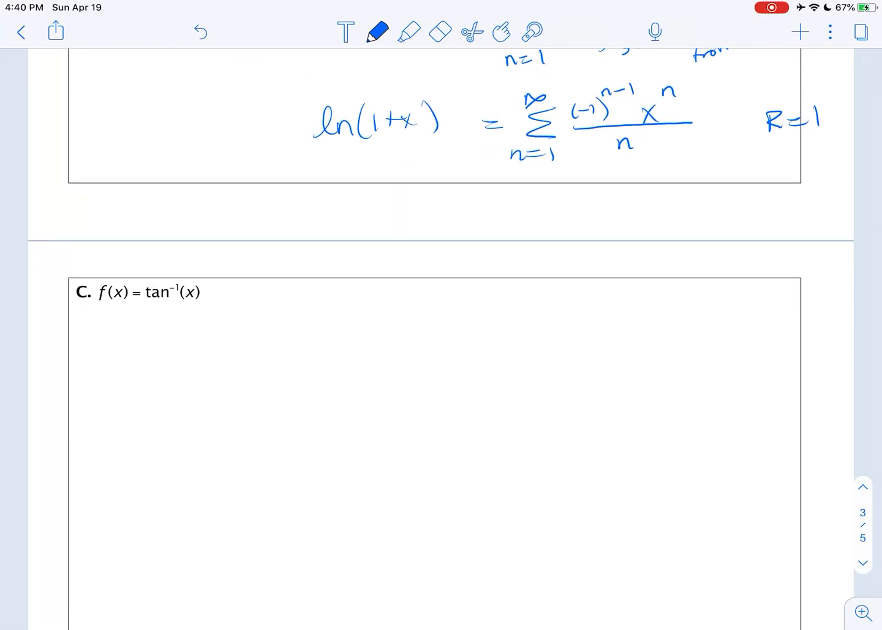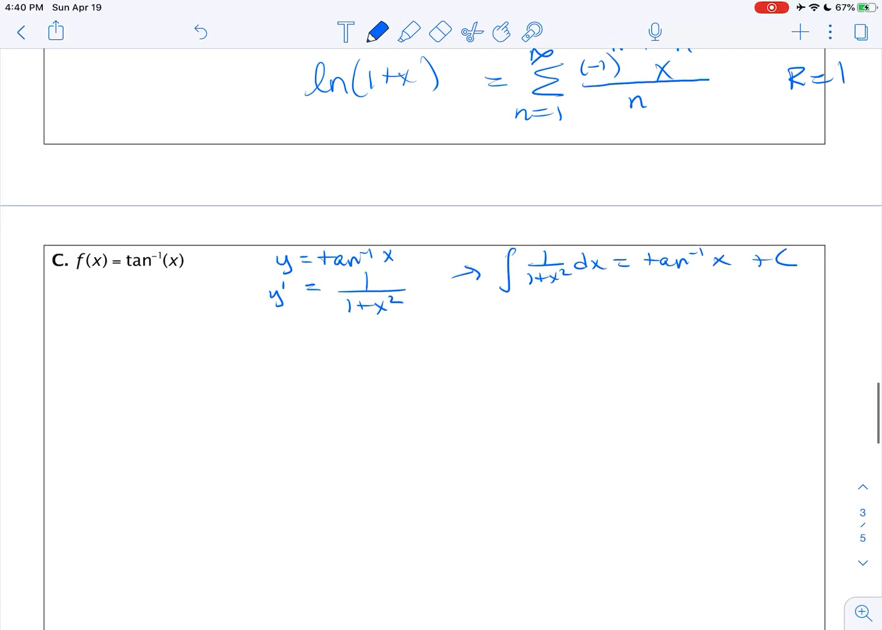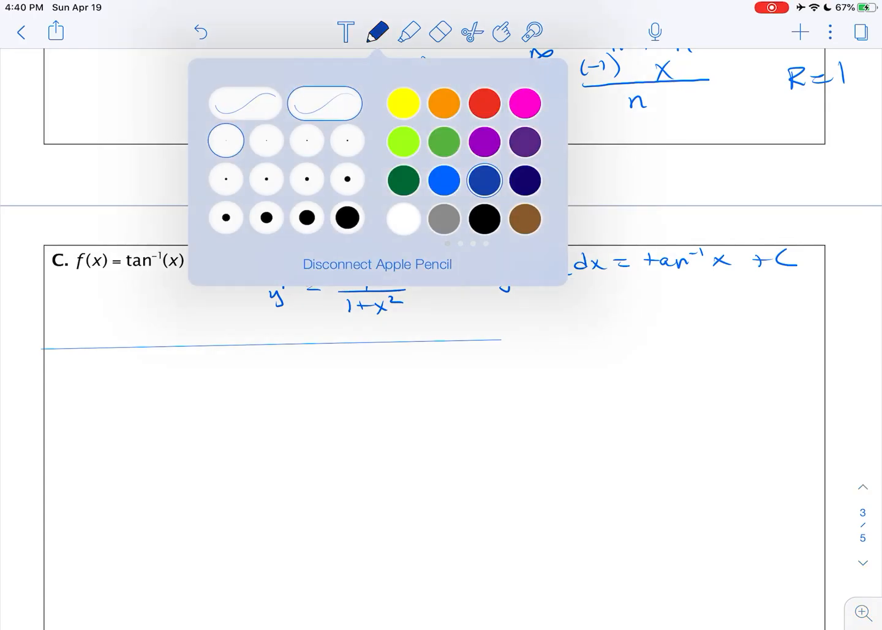All right, so finally we have inverse tangent of x. We do note that if y is equal to the inverse tangent of x, then y prime is 1 over 1 plus x squared. So let's play with 1, and we also know that the integral of 1 over 1 plus x squared dx is going to be equal to the inverse tangent of x plus c. So I'm going to come up with a power series representation for 1 over 1 plus x squared, and then I'm going to integrate it to get to inverse tangent of x. And that's what I do.